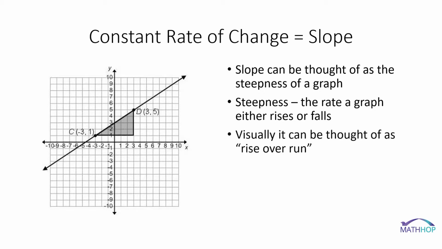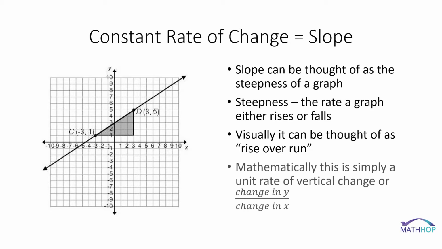Visually, we can think of it as rise over run. Think about steepness as how high you've climbed or how much you've fallen versus how much you've traveled horizontally. Mathematically, this is just another unit rate of change. You guys have been learning unit rate of change since about 7th grade. This is just another one. It is literally the unit rate of change with regards to change in y over change in x.